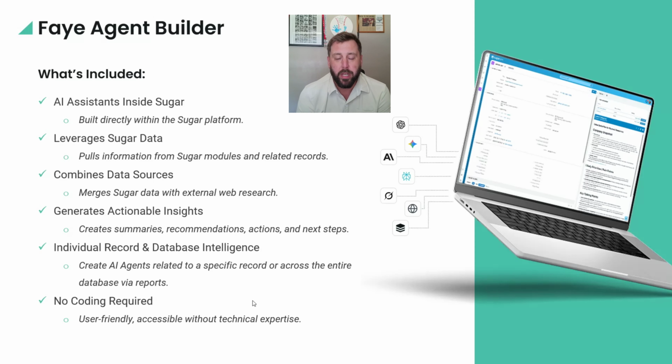So we can do this at an individual record level, which Chin is going to show, where if we pulled up an account, it can give you a quick summary of all the recent communications, all the opportunities that you have with them, all of the products that they've purchased from you. But this also goes a step further, where we can also do database intelligence, where it can look at your entire Sugar instance. So we also give you the ability to create reports and then write prompts to pull specific data points out of those reports that could be actionable for you.